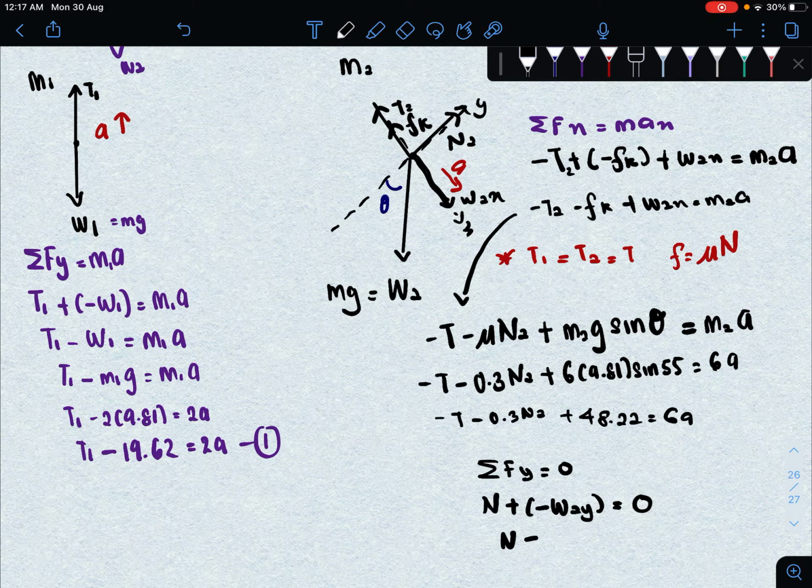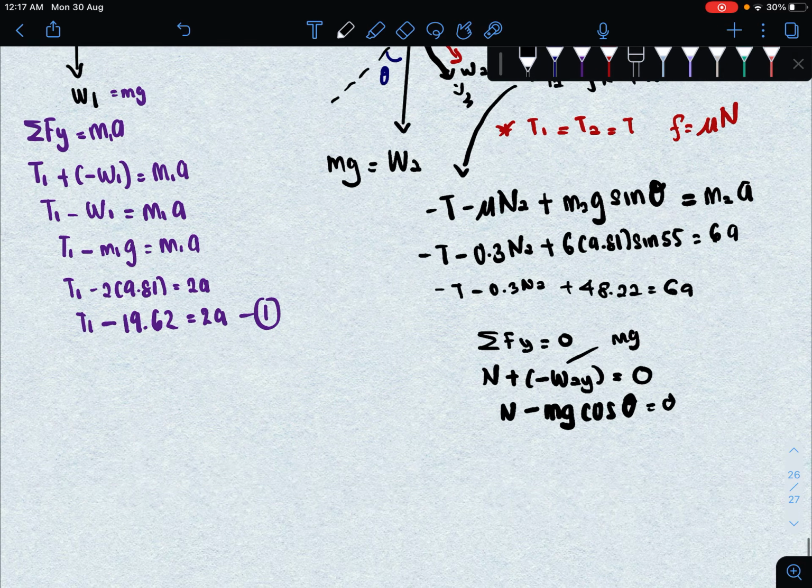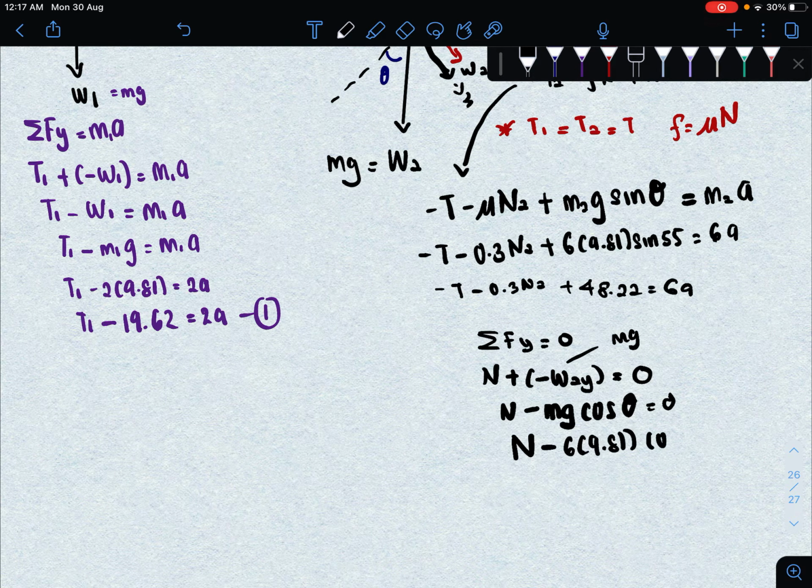So, normal memang kita tak tahu. Minus dengan W along Y akan jadi mg cos theta sebab W adalah mg. W along Y adalah dia punya along Y axis, maka dia akan jadi cos theta dekat situ. So, kita substitute N minus 6 times 9.81 cos 55 is equals to 0.